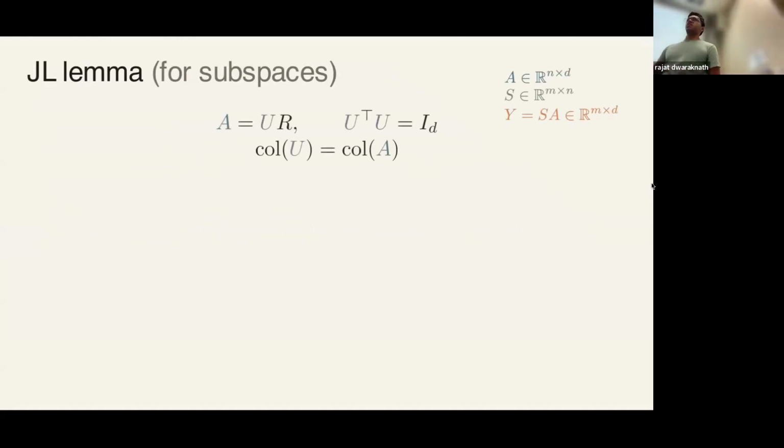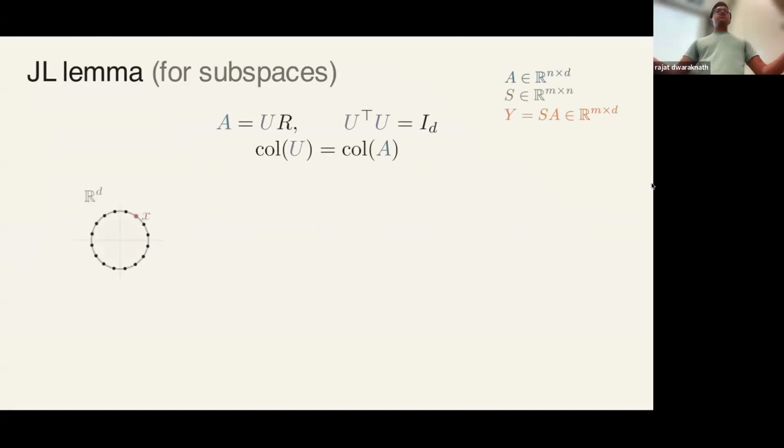You want to project B onto the column space of A. So to better think about the column space of A, let's take a QR factorization of A, right? So now we have a matrix U, which is basically an orthonormal basis for the column space of A. Now, how do you think about the column space of A?